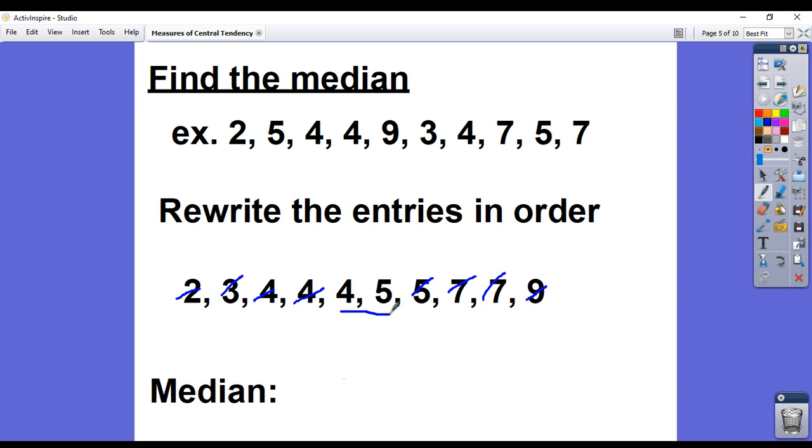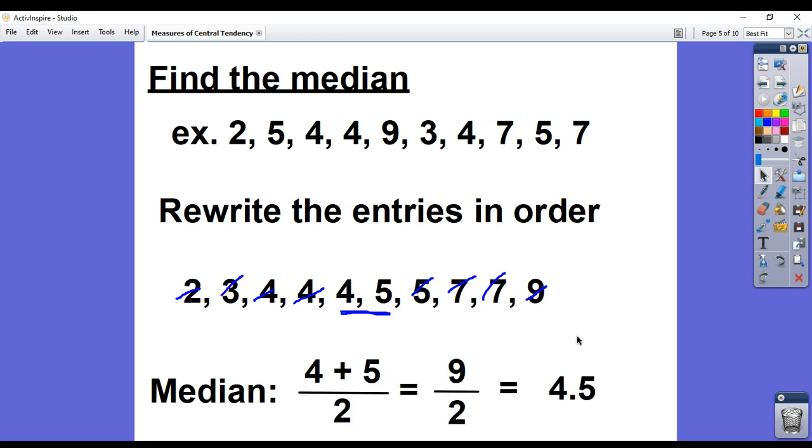If I have an odd number of entries, then I'll have 1 number in the middle, and that would be my median. But because I have 2 numbers and they're different, we'll have to find the average of these 2 numbers, 4 and 5. So we just found out how to find the average. We add them and divide by the total number. So there's 2 numbers we're finding the average of. We add them, divide by 2, and we get 4.5. So the median for this data is 4.5 because it was the average of the 2 middle numbers.